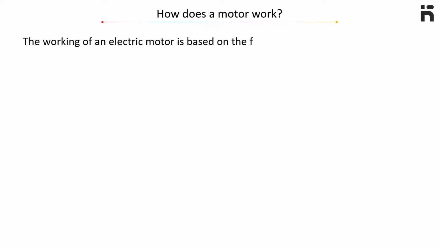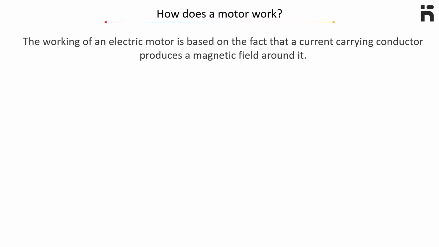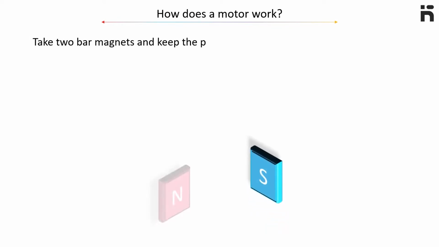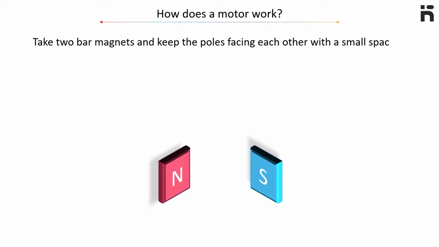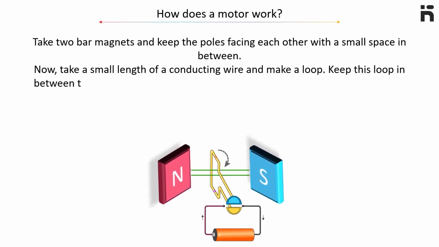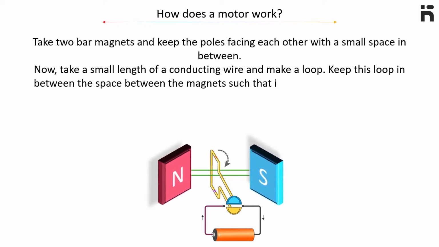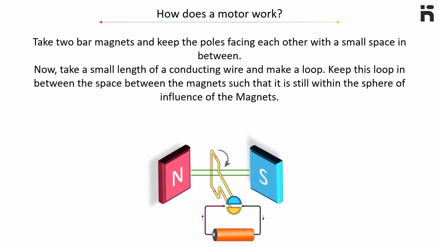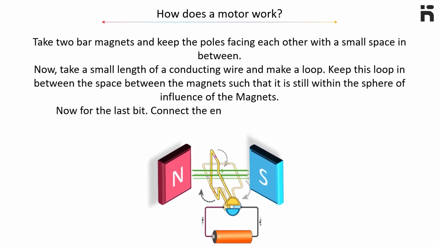So now let's see, how does a motor work? The working of an electric motor is based on the fact that a current carrying conductor produces a magnetic field around it. Take two bar magnets and keep the poles facing each other with a small space in between. Now take a small length of a conducting wire and make a loop. Keep this loop in between the space between the magnets such that it is still within the sphere of influence of the magnets. Now for the last bit, connect the ends of the loop to battery terminals.